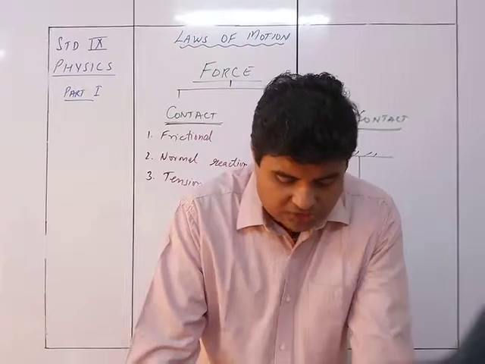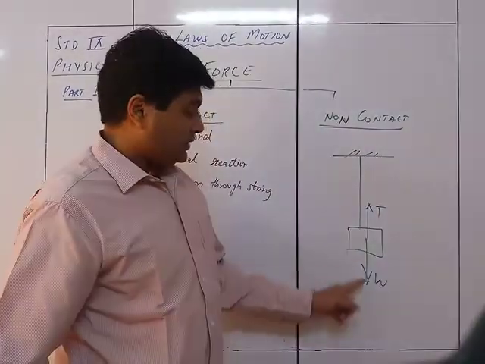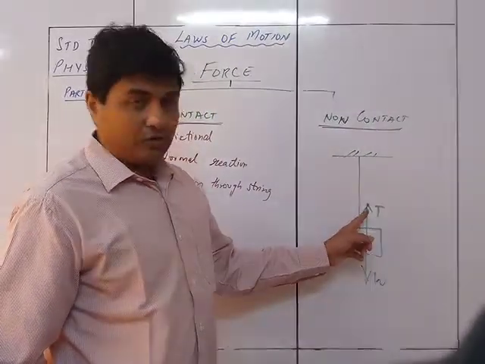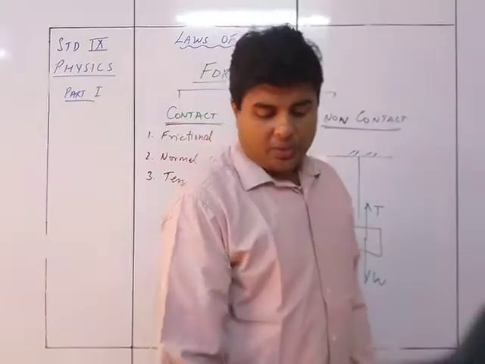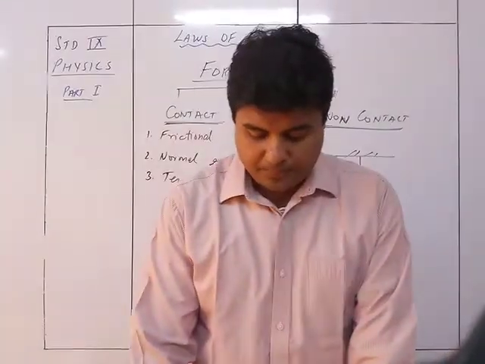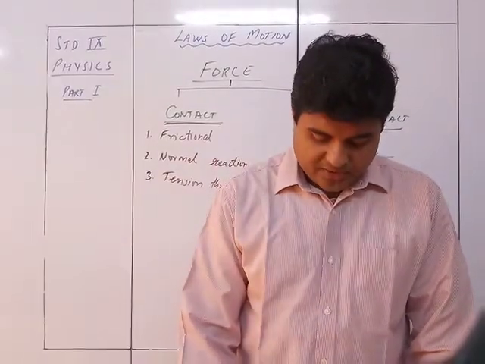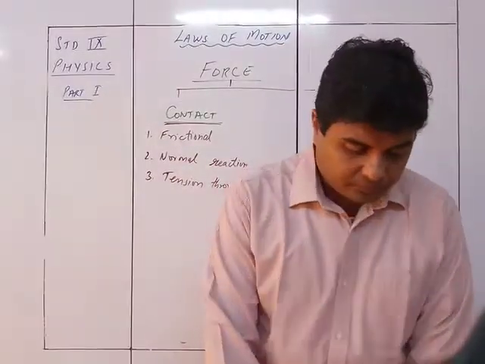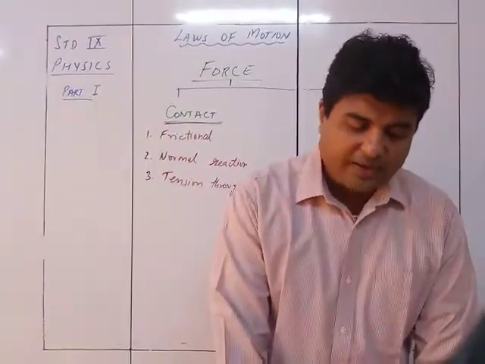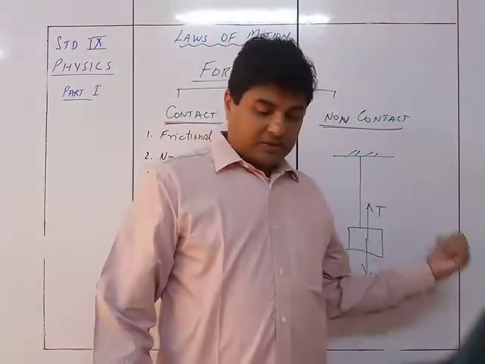So the figure shows the two forces which are equal and opposite. This is W is equal to T. So W will be equal to T, where W is the weight of the body pulling the string, and tension T is developed in the string because of the weight. So in the case of equilibrium, W will be equal to T.